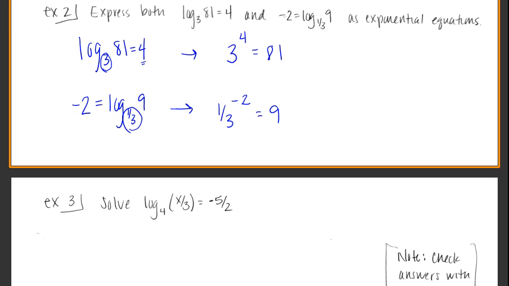And let's just check. 3 to the 4th is 3 times 3 times 3 times 3, 81. Looks good, checks out. 1/3 to the negative 2. Remember, a negative exponent just tells you to flip your base. So the reciprocal of 1/3 is 3, and 3 squared is 9. So that also checks out. Alright, let's go to the next example.